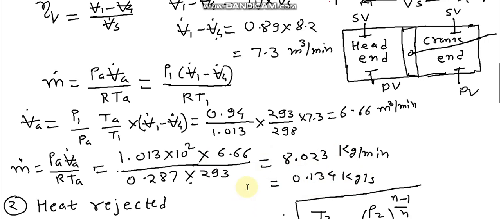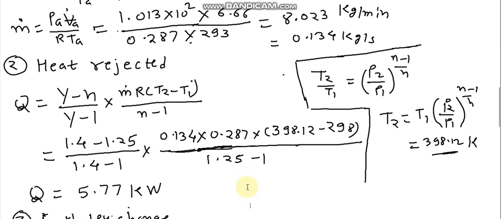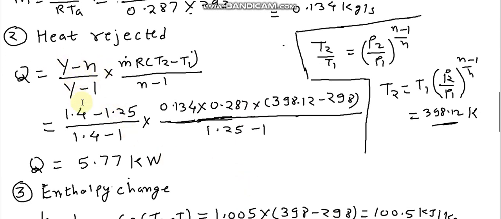Mass of air delivered. Then we find out heat rejected. For heat rejected, this is the formula: gamma minus n upon gamma minus 1 multiplied by indicated power. That is gamma minus n upon gamma minus 1 into m dot R (T2 minus T1) upon n minus 1. So this is the work done during the compression process. Gamma is 1.4, n is 1.25. So find out the value of T2.